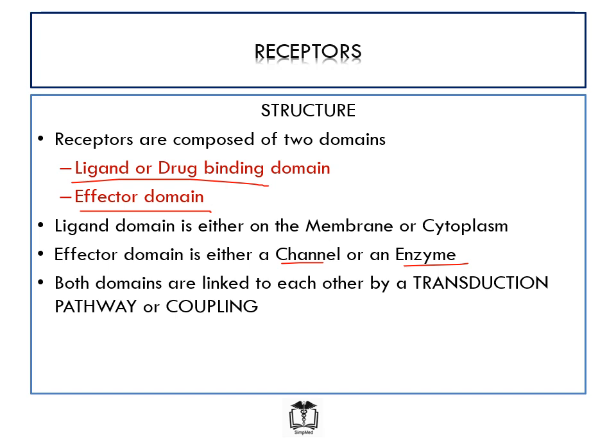There's one more thing that we should note about these two domains. Typically, we would have receptors where these two domains are directly linked together or coupled, or we could have a scenario where these domains are separated. Either way, these domains need to interact once they are present within the receptor, and how the two domains tend to interact is by a process we call transduction pathway or coupling. And we'll talk about this in the next couple of slides.